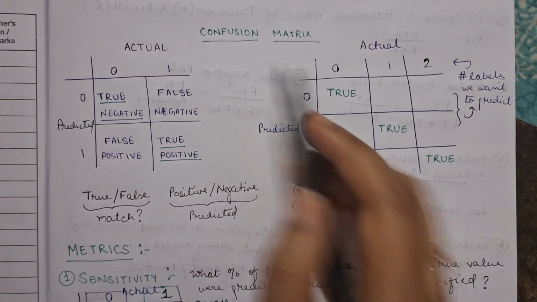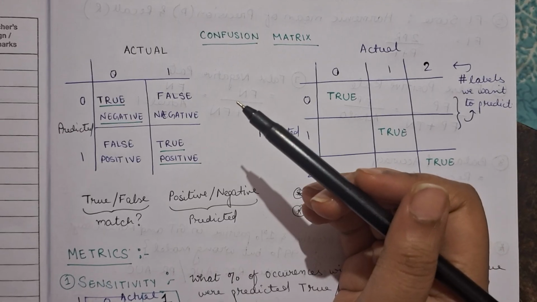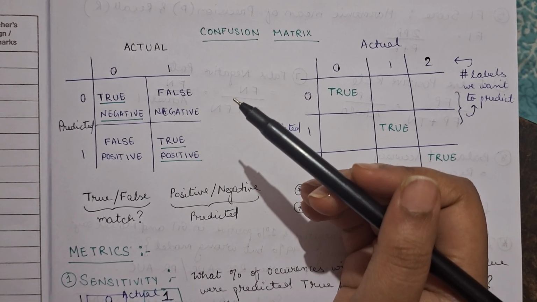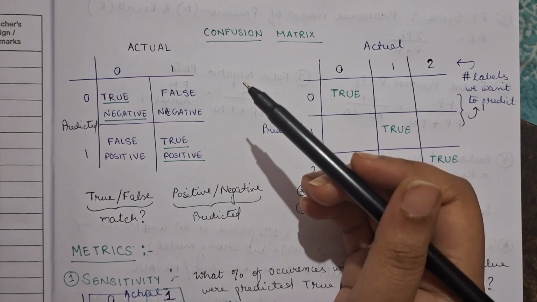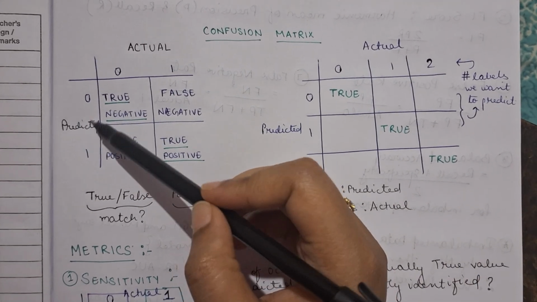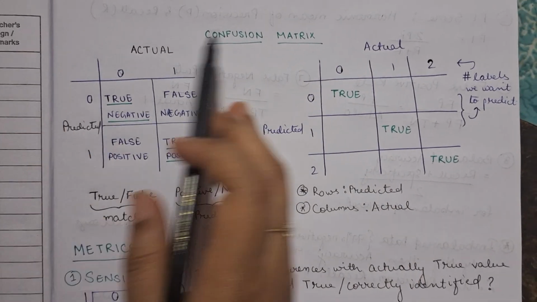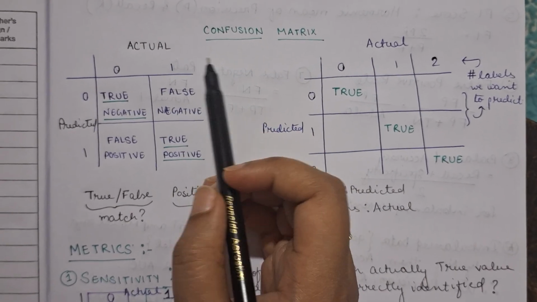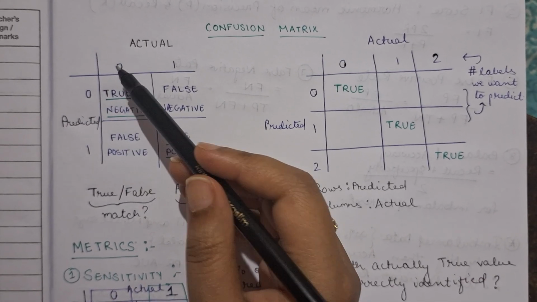Today we shall see about confusion matrix. Now after preparing the model, machine learning model or deep learning model, how will we test that the model is functioning correctly? So there will be some predictions and there will be some actual ground truth. Suppose let's say there is a binary classification with classification labels as 0 or 1.